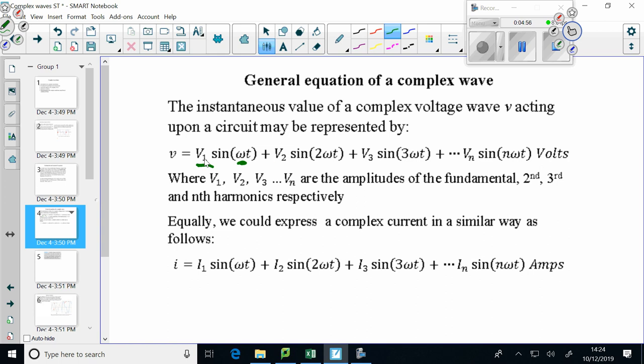V2 is the amplitude of the second harmonic, at two times omega. V3 is the amplitude of the third harmonic. Vn is the amplitude of the nth harmonic. You can do that for as long as you like. These can all be different amplitudes and frequencies. You might not have any second harmonics, only third harmonics, or the opposite, or you might have both second and third harmonics.